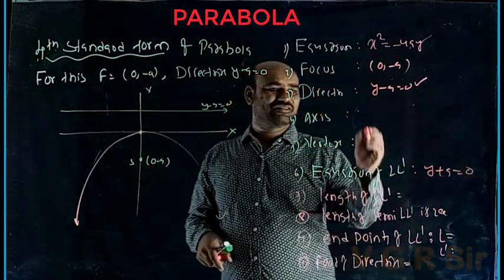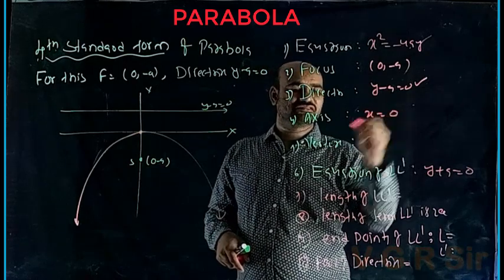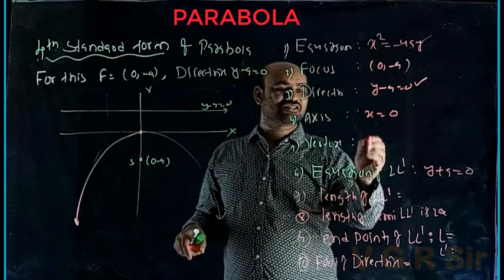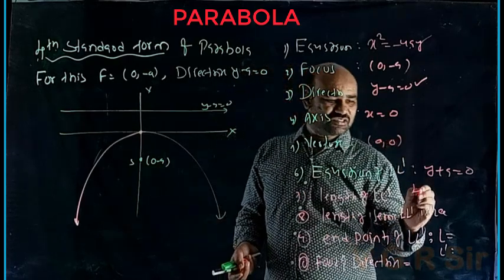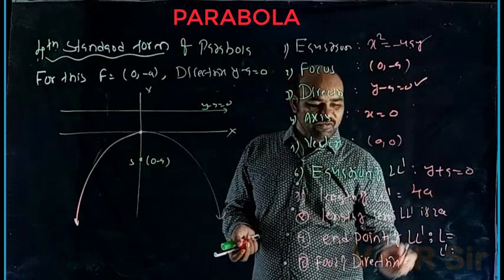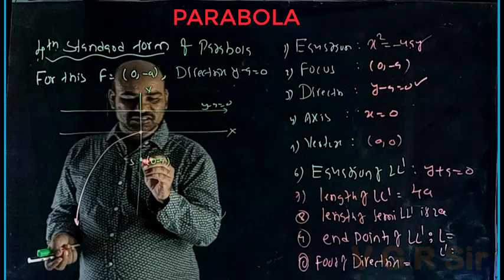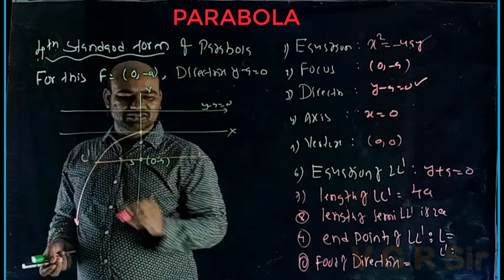Axis, y-axis or x equal to 0. Vertex 0 comma 0. Length of latus rectum 4a obviously. Semi latus rectum 2a obviously. Endpoints of latus rectum. Interesting. These endpoints you want. This is L, this is L dash.